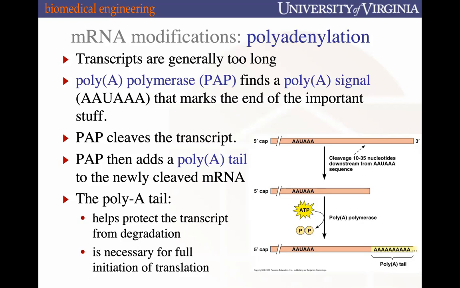And now everything from here, with the work of PAP, poly-A polymerase, is going to be cleaved away, and a poly-A tail is going to be added on. So it's a sequence that denotes there's no special information here. Everything here is used for the termination of transcription, and now we can remove it and have a poly-A tail added on.